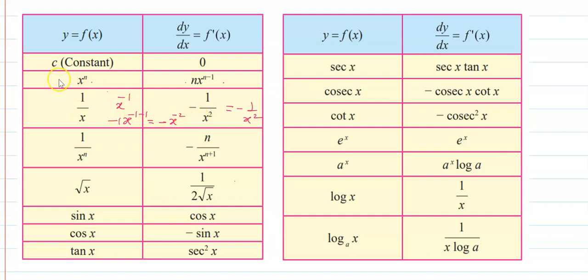Means what? If you know this formula, then you can find out the derivative of 1 upon x also. Next, 1 upon x raised to n.